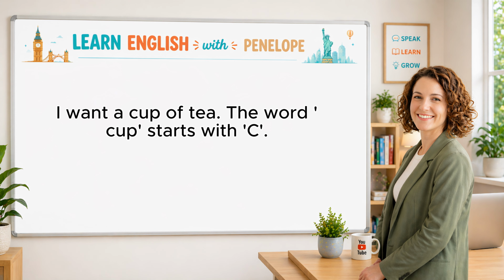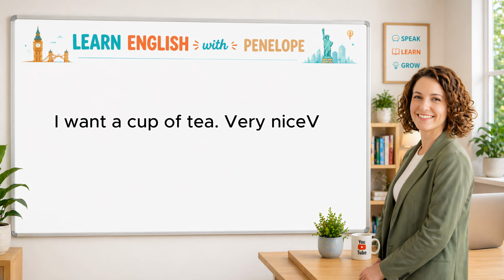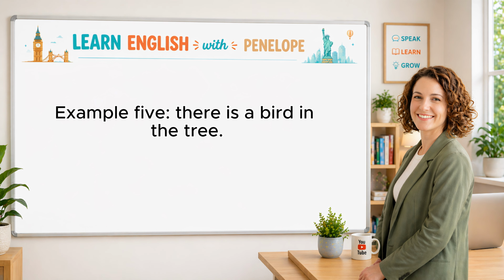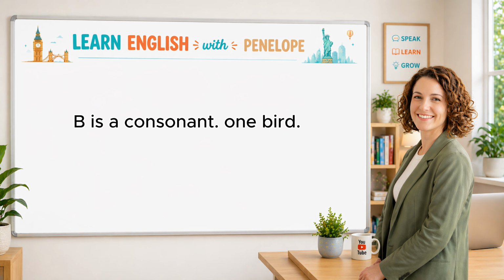Example 4. I want a cup of tea. The word cup starts with C. C is a consonant. One cup of tea. I want a cup of tea. Very nice. Example 5. There is a bird in the tree. The word bird starts with B. B is a consonant. One bird. There is a bird in the tree.